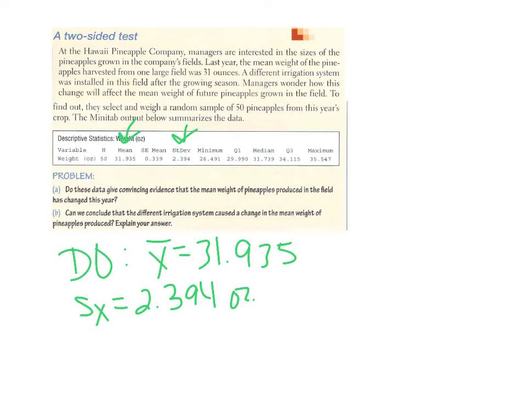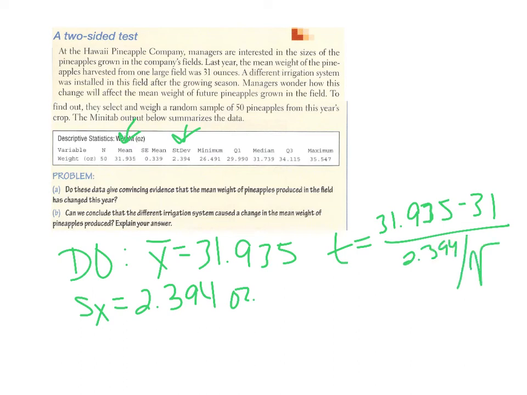I've got to show my test statistic, right? So I've got to show my test statistic, which is going to be 31.935 minus 31, over 2.394 over the square root of 50, which gives me 2.762.